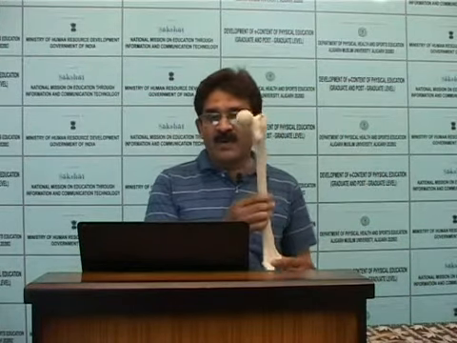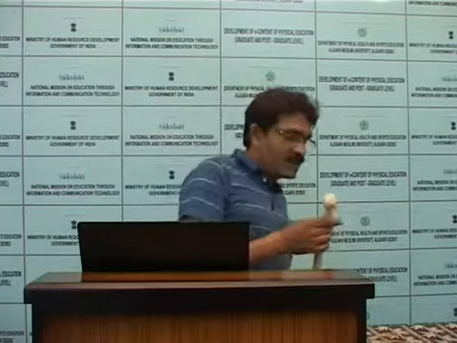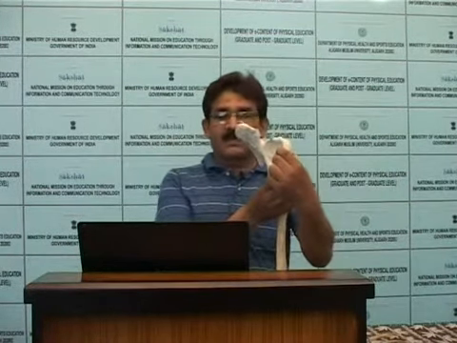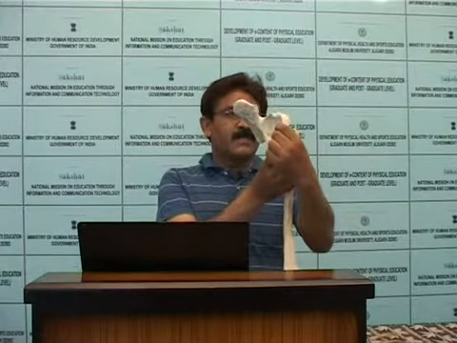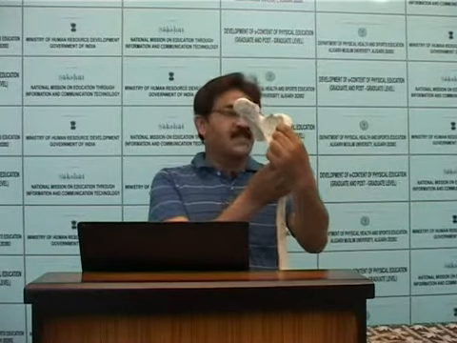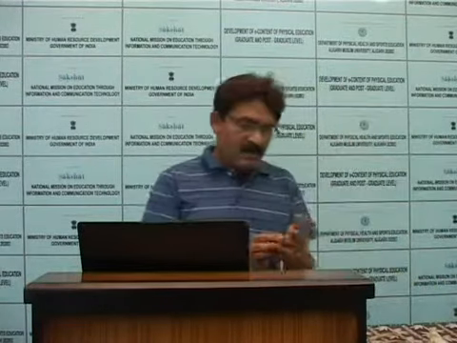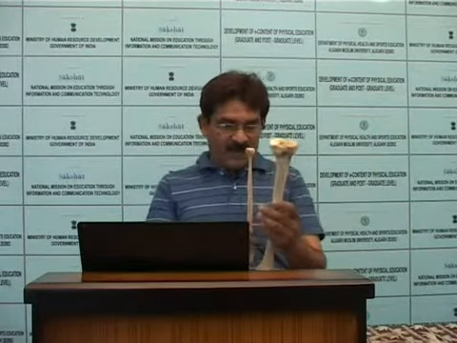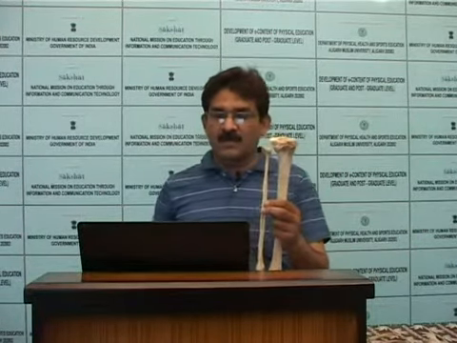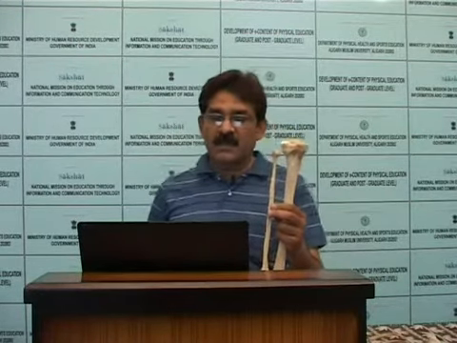This is the femur bone. This makes a joint, this is the hip joint, and next is the femur, and after the femur, this is the patella, in between the femur and the tibia and fibula. These are the tibia and fibula in the leg, left and right. 14 tarsals, metatarsals 10, and 28 phalanges.